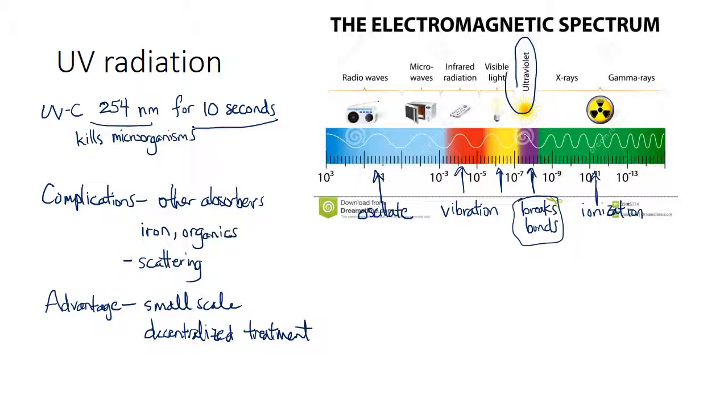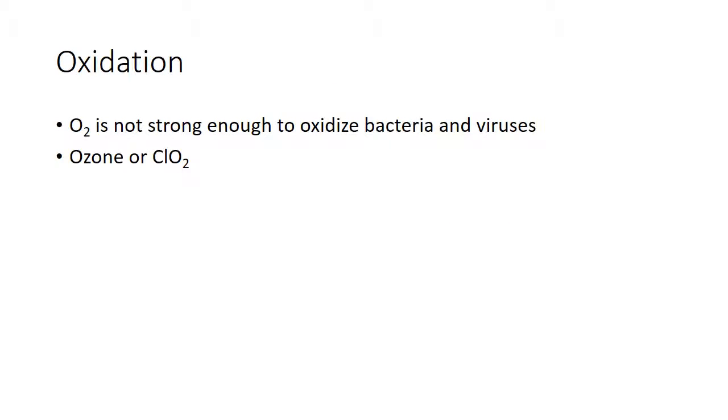All right, let's move on then. All right, so we're going to use oxidation to help purify our water, and O2 is not strong enough to oxidize bacteria and viruses. So we're going to talk about using ozone or chlorine dioxide. I'm going to change my pen color back here. All right. Okay, so first let's talk about ozone.